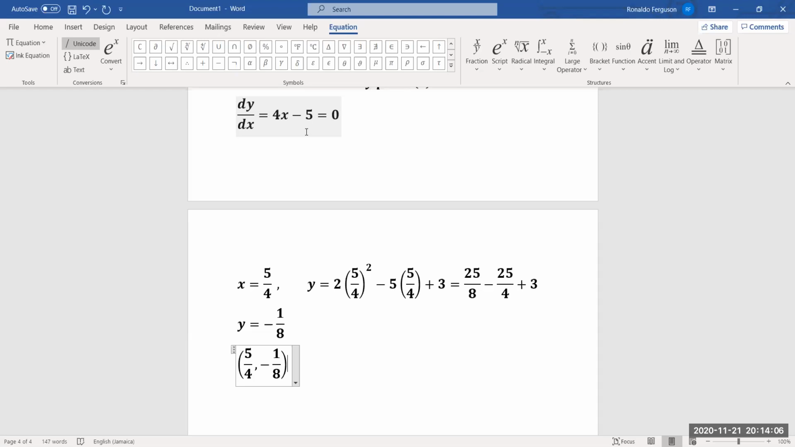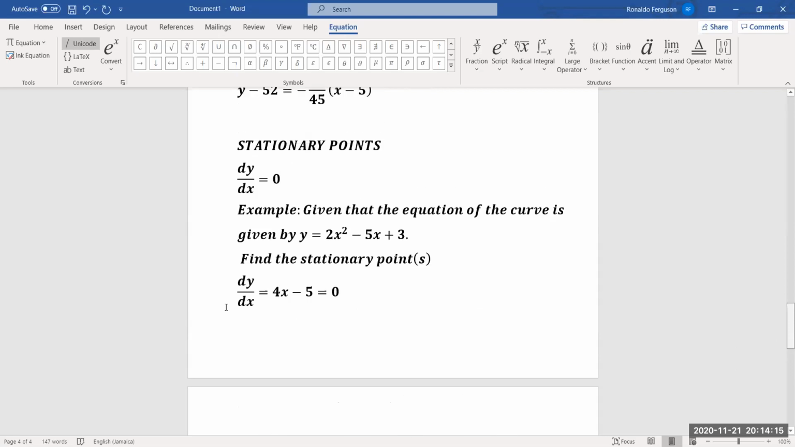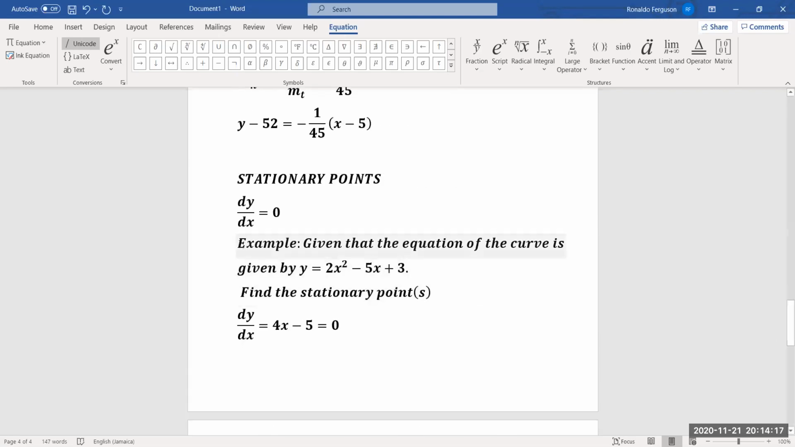All right, so this would be the stationary point. I'm going to give you another example to try. This one only has one stationary point, but a curve can have more than one stationary point. So now I'm going to give you an example with more than one stationary point.